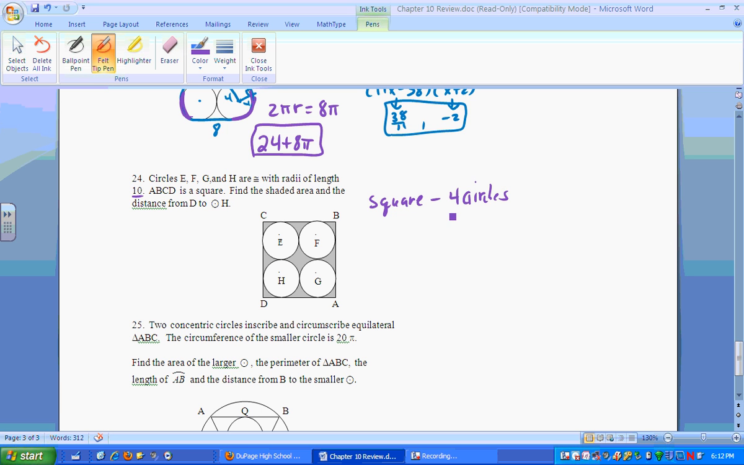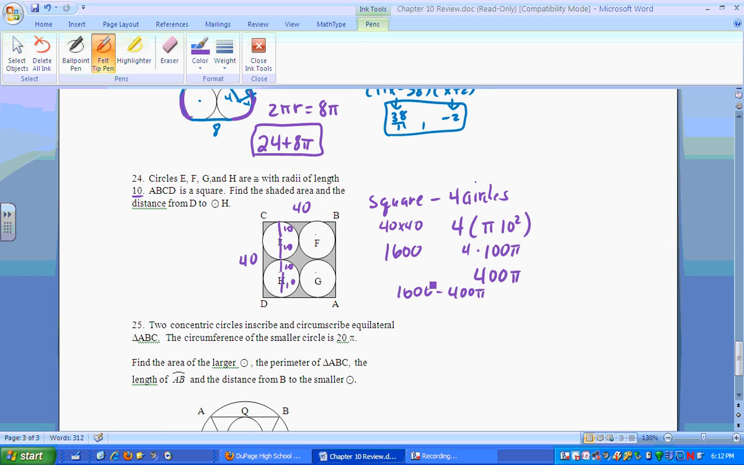Okay. Well, what do we know? We know that the radius is 10. So we got 4 times pi 10 squared. Well, this is 1 hundo pi times 4. So that's 4 hundo pi. That's the circles. And the square we don't know. But we do know that radius of 10 and 10 and 10 and 10 make a side of 40, which means both sides are 40. 40 by 40 equals 1600. Subtract the 2, final answer 1600 minus 400 pi units squared.